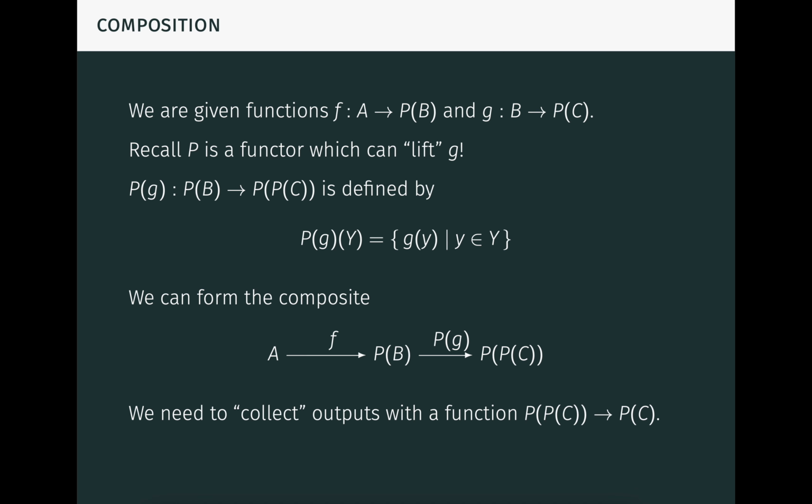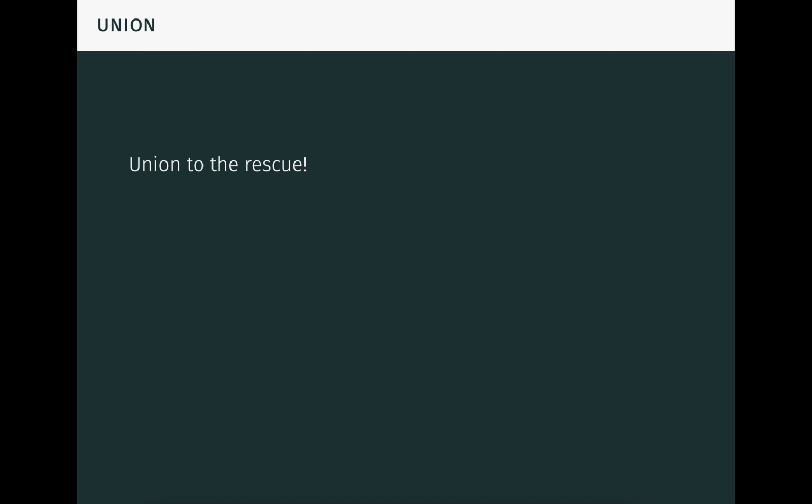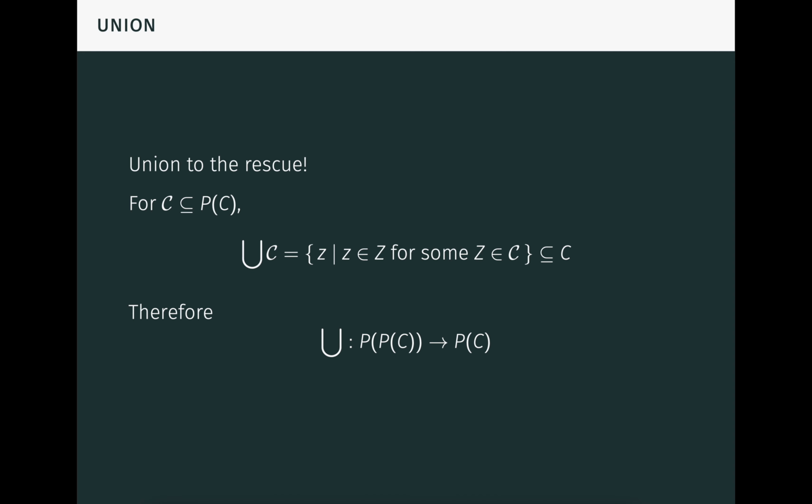To form the non-deterministic composite, we need to collect all of those possible output values together with a function taking us from the power set of the power set of C back down to the power set of C. For this, it's union to the rescue. For a collection of subsets of C, the union over the collection is the set of elements in any subset in the collection, which is a subset of C. So the union operation can be viewed as a function from the power set of the power set of C to the power set of C, which does exactly what we need.